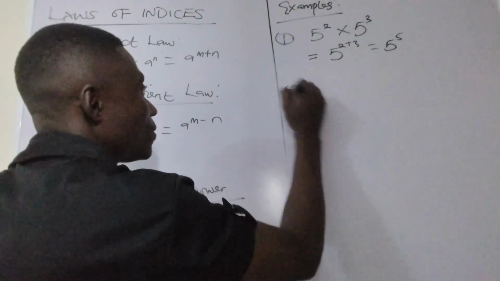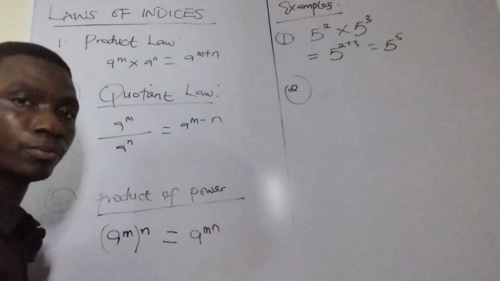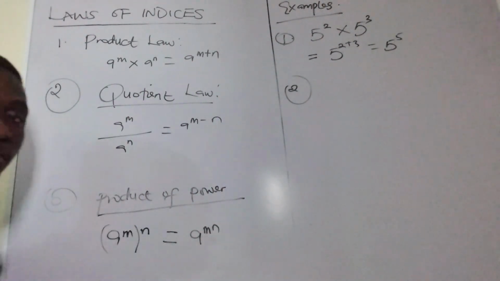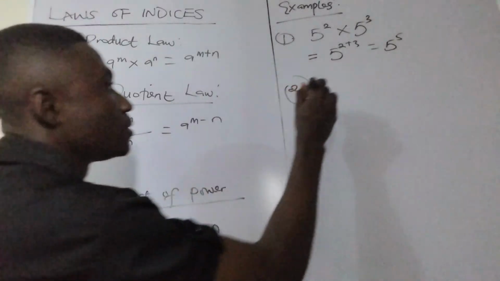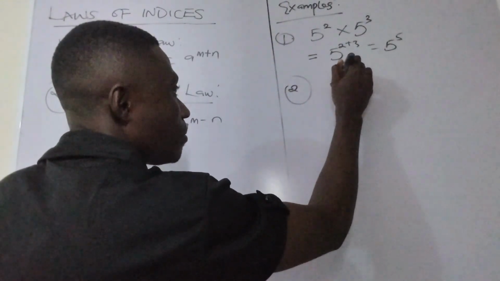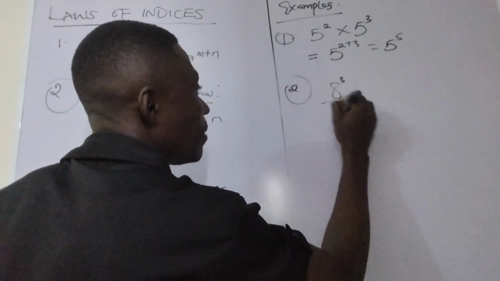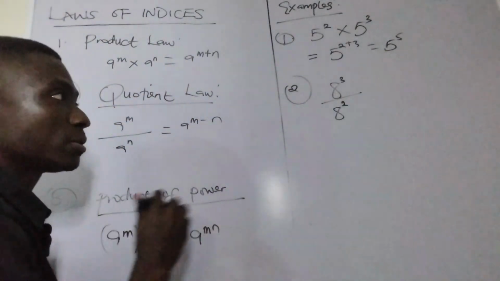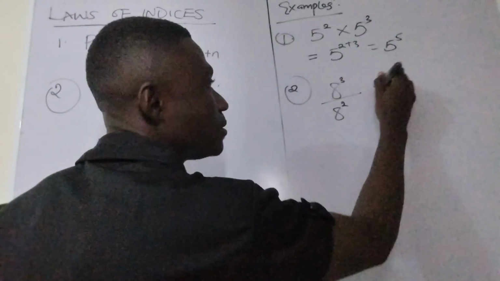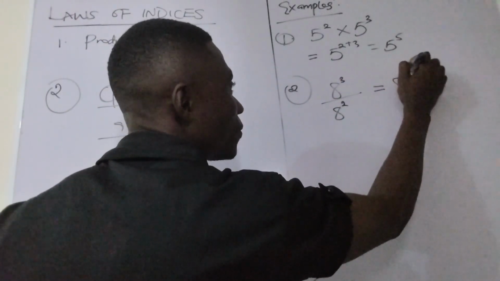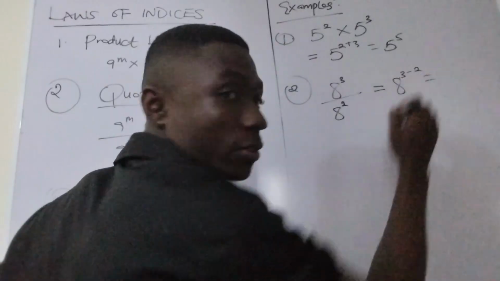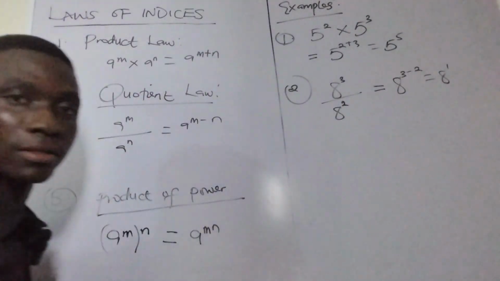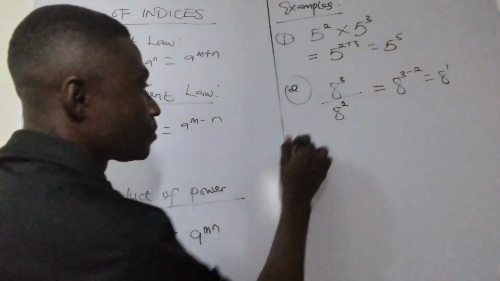Let's look at the second law, which is of course the quotient law. The quotient law states that the power of the divisor can be subtracted from that of the dividend. So supposing we have 8 to the power of 3 divided by 8 to the power of 2. What this law says is that since the bases are the same, it can easily be expressed as 8 to the power of 3 minus 2, which in turn can be written as 8 to the power of 1, which in that case is just 8.